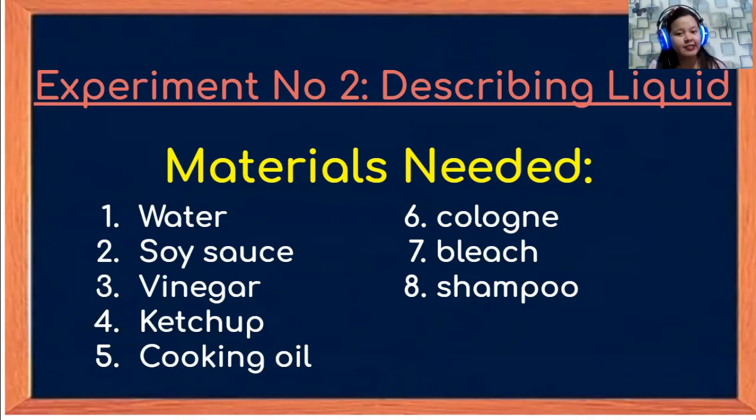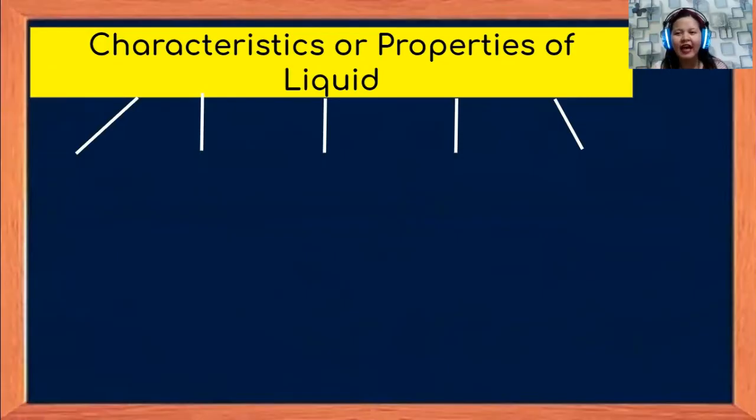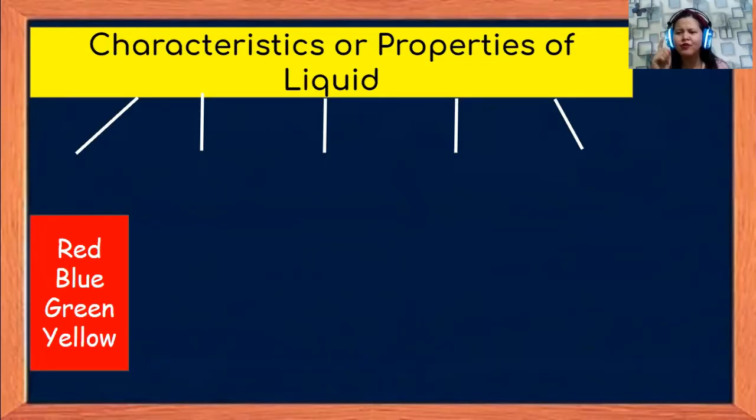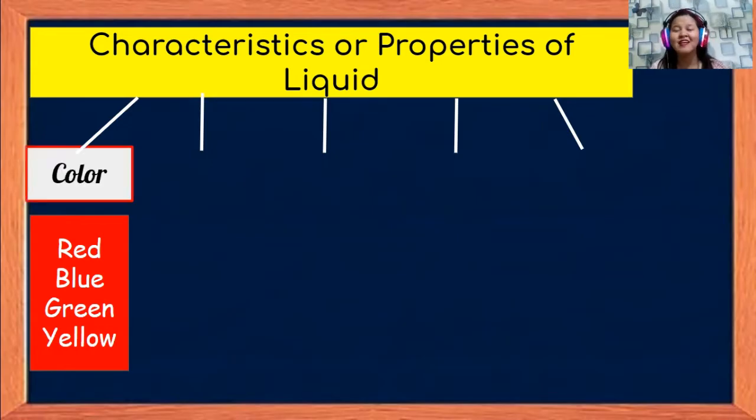Here are the materials needed. If you have water, soy sauce, vinegar, ketchup, cooking oil, cologne, bleach, and shampoo in your house, you can use all those. Okay? But before that, here are the characteristics or the properties of liquid that you need to understand. Okay? What do you call red, blue, green, and yellow? What property or characteristic is that? Okay, they are referring to color.